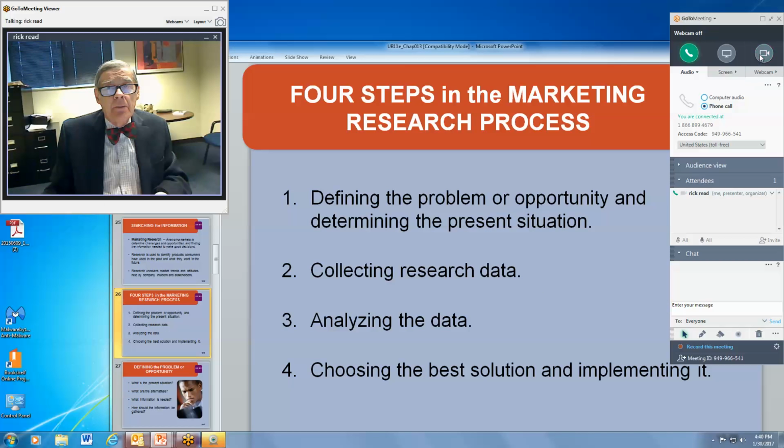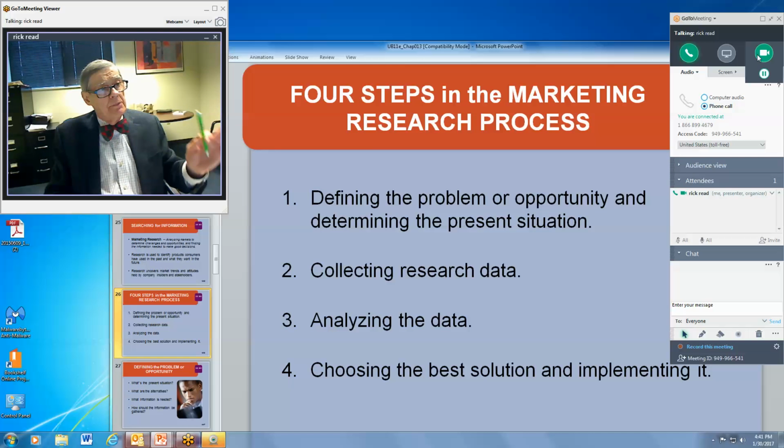Now, these are the steps in the research process. You want to define, and I want to take this away from problem, define the opportunity. Because there may not be a problem. It may simply be an opportunity to move in. Now, you could say, and take away the word problem, what is absent in this market? What is it that people are looking for that they don't have?